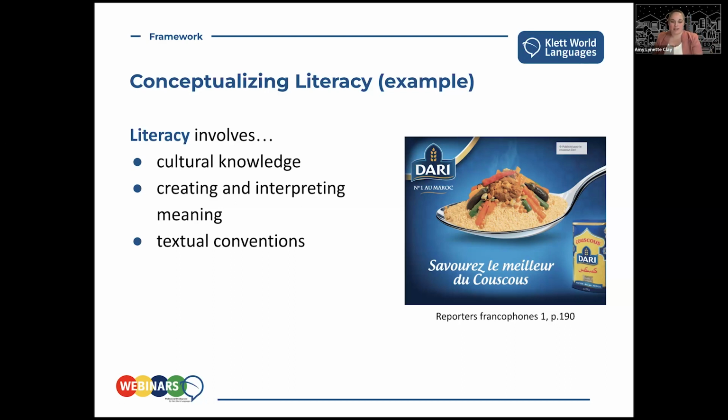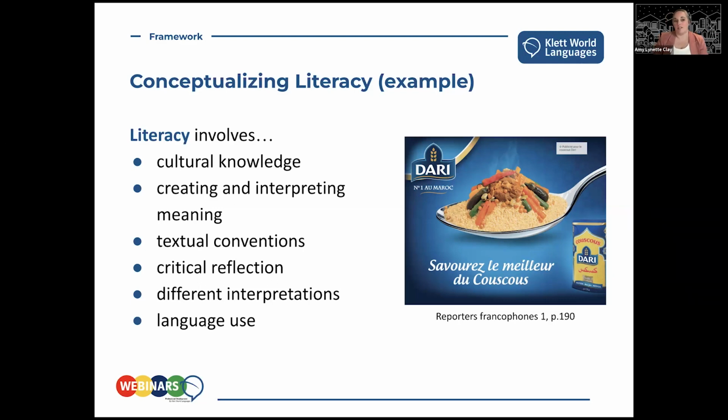Print advertisements like this have textual conventions. They're going to have pictures of the product, some kind of tagline, usually a brand name. What else do we have? Critical reflection. Critical reflection is involved in creating this text, trying to decide how do I reach my target audience? How do I do what I want to with it? And it might be involved in how I read the text as a learner too, thinking about whether or not it's meeting its goals and why. We talked about different interpretations that different people have depending on how they're interacting with the text. And of course, there's language use involved. And so this is not this particular image, but the overarching idea of what literacy means. We're talking about literacies and literacies pedagogy.